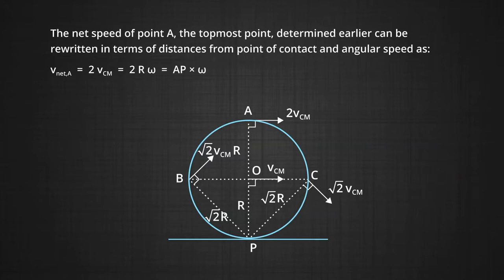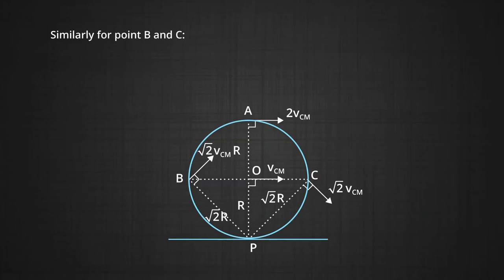Twice of r is also the distance AP, the distance between the point of contact and the topmost point, into omega. Also, the velocity of point A, the topmost point on the rim of the disk, is perpendicular to the segment AP. Similarly, for points B and C, let's say for point B, the net velocity for B is root 2 times Vcm, which can also be written as root 2 into r times omega.